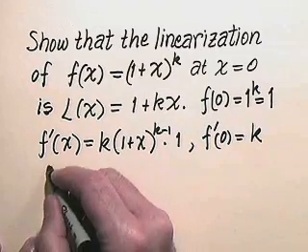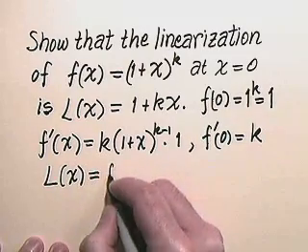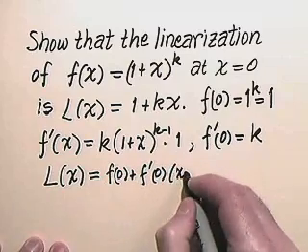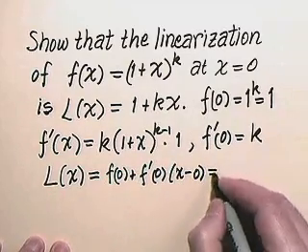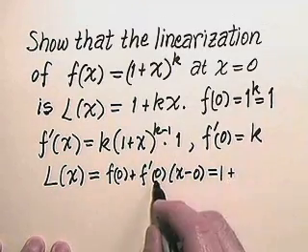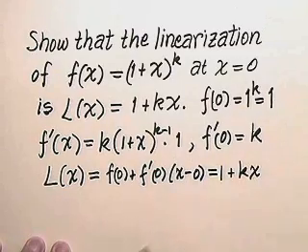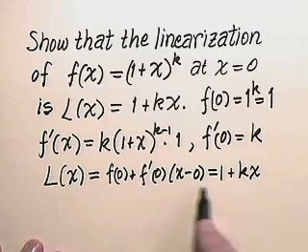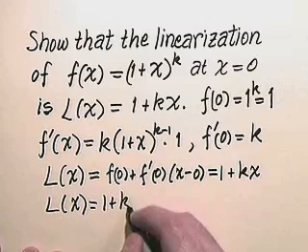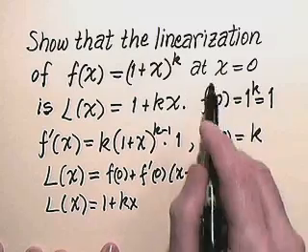And so that tells me the linearization, L of x, is equal to, remember, f of 0 plus f prime at 0 times x minus 0. We'll put in what these numbers are. f of 0 is 1, plus f prime at 0 is k, times x minus 0, which is just x. So there we have it. L of x is 1 plus kx for the linearization of the kth power function centered at x equals 0.